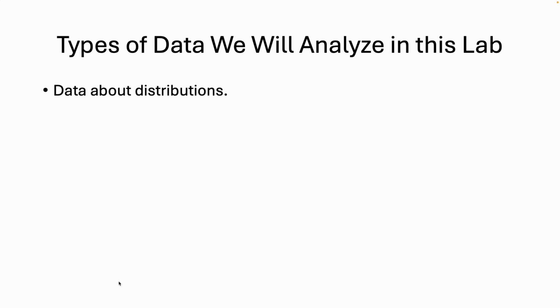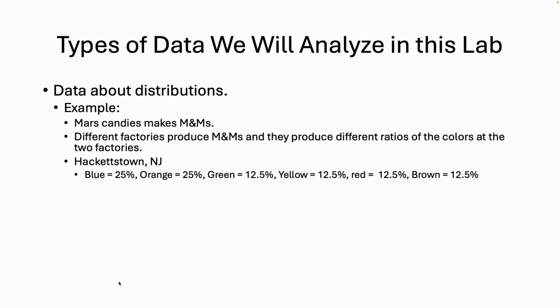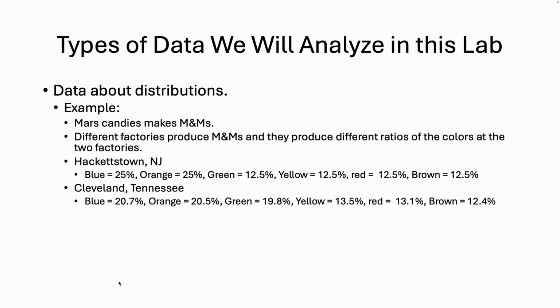The types of data we're going to analyze in this lab are two types. One type is data about distributions. Just to illustrate what we mean by this, think about M&Ms. Mars Candies makes M&Ms. They have two different factories that produce M&Ms, and they produce different ratios of colors at the two factories. Hackettstown has this ratio of colors, and Cleveland, Tennessee has this ratio of colors.